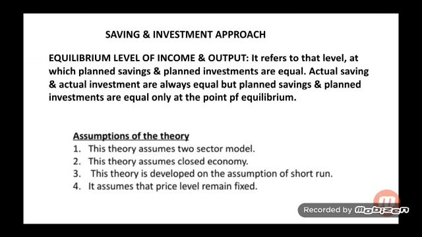It assumes there is a closed economy. Third one, this theory is developed on the assumption of the short run, and the fourth, it assumes that price level remains fixed. These four points are same as we have learned in the assumptions of aggregate demand and aggregate supply approach beta. Same assumptions are to be followed here also.